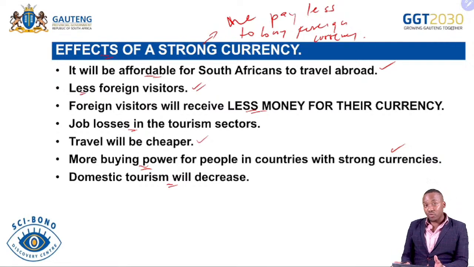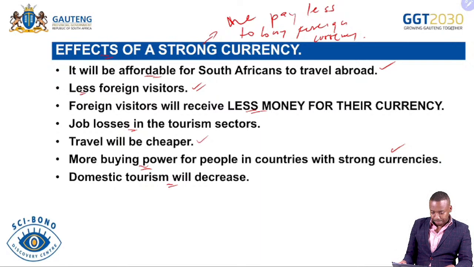This may be asked for you to explain maybe for 4 marks in a paragraph form. Be careful. When you have a strong currency, it will be cheaper for us to travel overseas. Less foreign visitors will come to the country. Foreign visitors will have less money for their currency. Job losses in the tourism sector. Travel will be cheaper. Domestic tourism will increase. Then we will also have what? More buying power. Just add any points there.